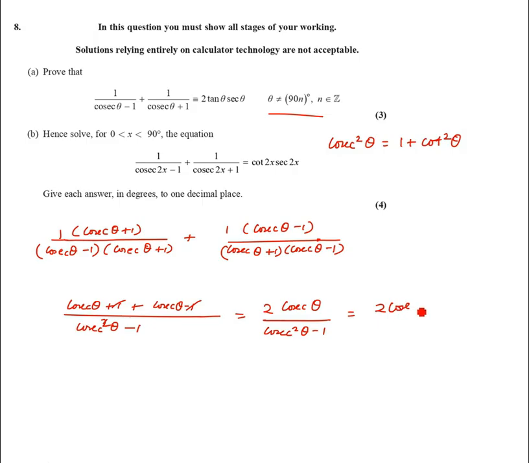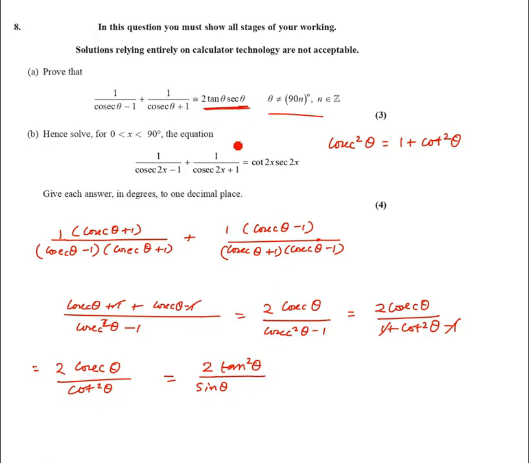So this can be written as 2 cosec theta over (1 plus cot squared theta) minus 1. So this 1 and minus 1 cancel out, and this becomes 2 cosec theta over cot squared theta. Cosec theta is 1 over sine theta, so this is 2 over sine theta, and 1 over cot squared theta can be written as tan squared theta. Now we have to try to get this thing. There is a tan theta already there, so I will write one of the tan theta as it is, and 2 tan theta over sine theta.